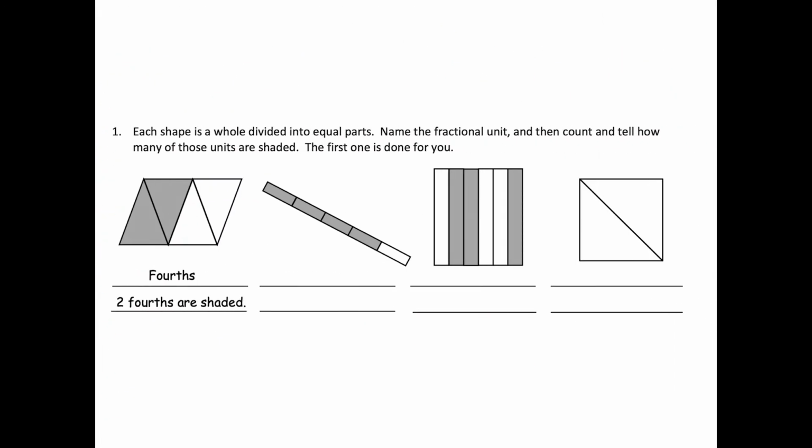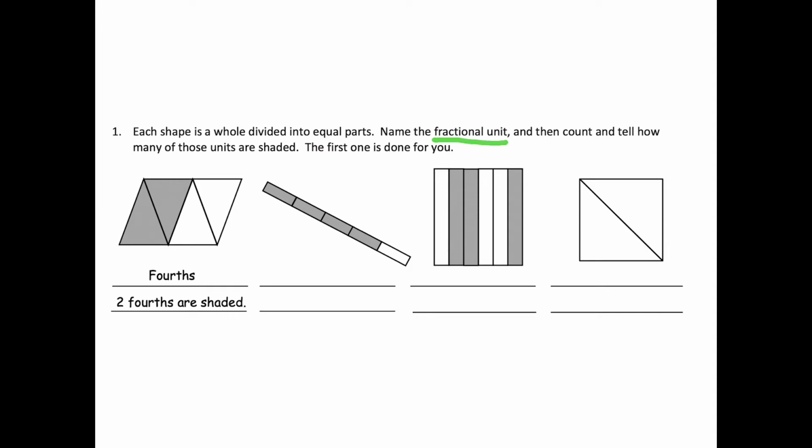All right, so let's look at this first one here. Each shape is a whole divided into equal parts. So it's already a whole, and it's already been divided up for you. Here, what they want you to do is they want you to name the fractional unit and then count and tell how many of those units are shaded. The first one is done for you.